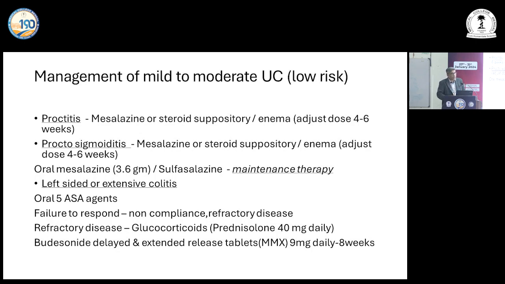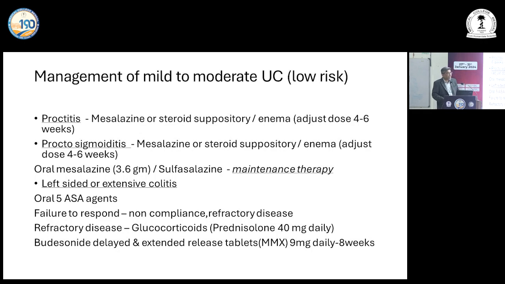But if the inflammation is a bit more, extending to the sigmoid, we call it proctosigmoiditis. So that involves the rectum and the sigmoid. Here also, you can use the suppository, but the enemas usually work better. And in these cases, often you need oral medication like mesalazine or sulfasalazine, and you might need to continue maintenance treatment to keep the symptoms under control.